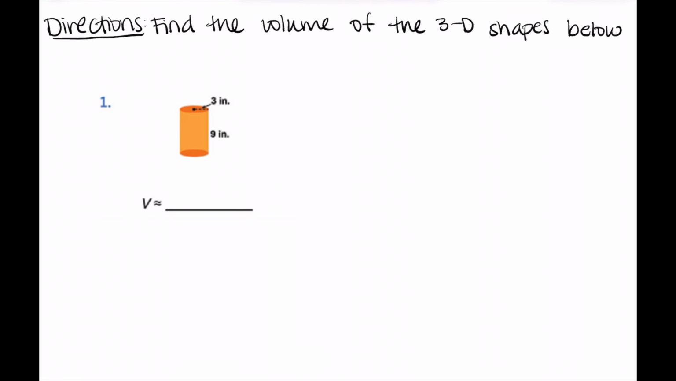The directions say to find the volume of the 3D shapes below. So the 3D shapes we're working with are cylinders, triangular prisms, and triangular pyramid. If I look at number 1 here, this is a cylinder. So I will go ahead and label that here, and I will write the corresponding volume equation. So volume of a cylinder, the formula is pi r squared h. So I'm going to write out what each variable is.